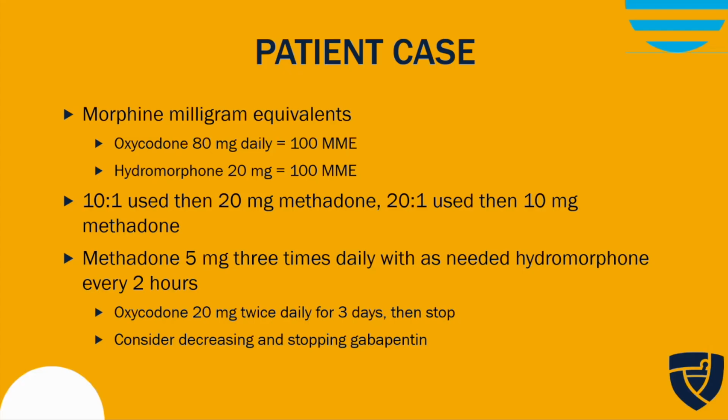Here we have as-needed hydromorphone every 2 hours. So when you're pulling off those other opioids, you have some options. You can just stop those other opioids the patient's on. However, we have a patient with uncontrolled pain, so we may want to take the option of continuing it for at least a little while. In this case, we might want to use oxycodone 20 milligrams twice daily for 3 days and then stop it, or even longer, depending on the patient's pain. You can consider decreasing and stopping gabapentin as well if the neuropathic pain also improves while they're on methadone.